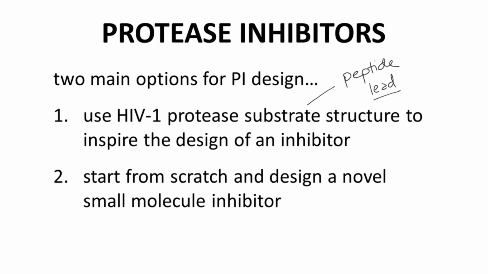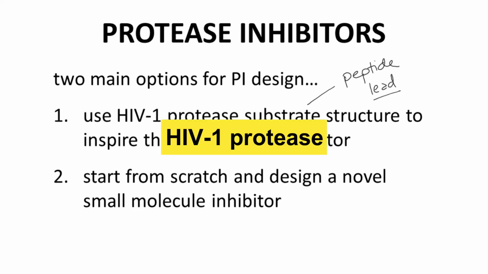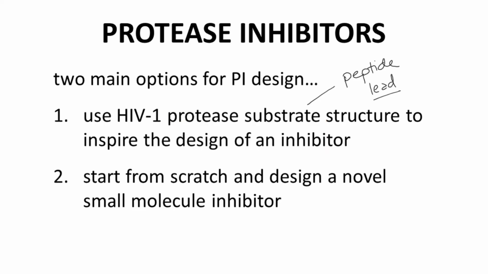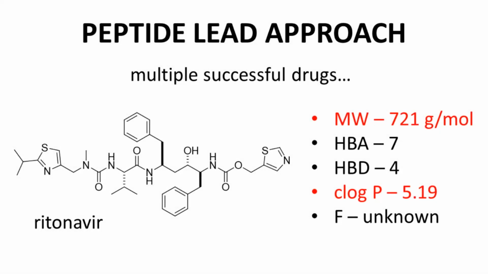The second option was to start over and design a small molecule inhibitor. In either case, knowing the three-dimensional structure of HIV-1 protease would be helpful for improving potency and even selectivity for the target. Let's start with the peptide lead approach.